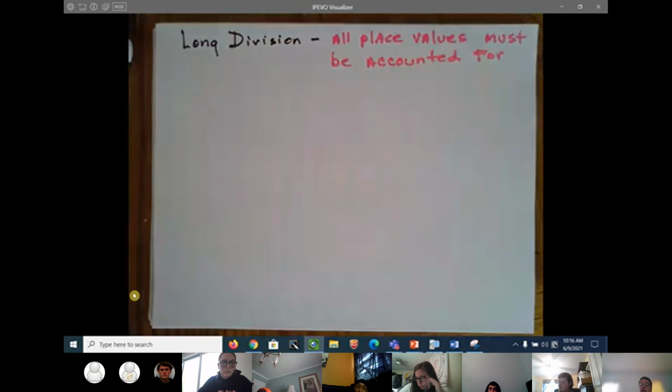Okay, so before you start a long division problem, if your leading coefficient on the divisor is 2, then you have to have x squared, x to the first, x to the 0. And on the dividend, if it's x to the third, then it needs to be x to the third, x squared, x to the first, x to the 0. All those place values have to be accounted for. All right, that's the secret to long division.